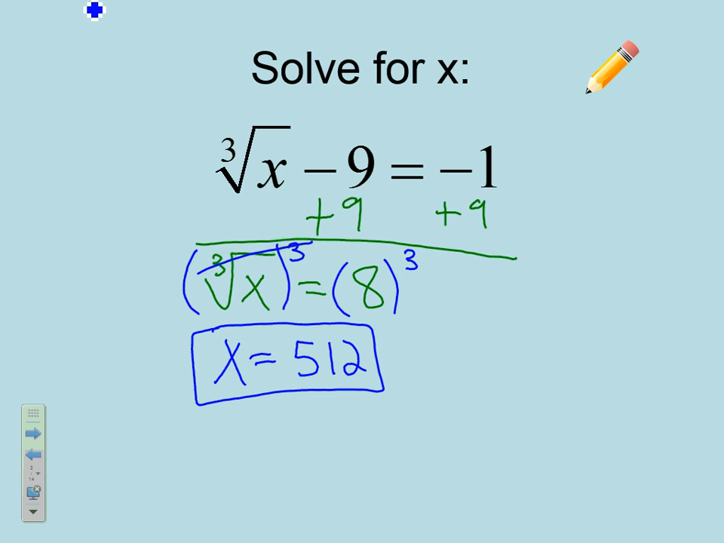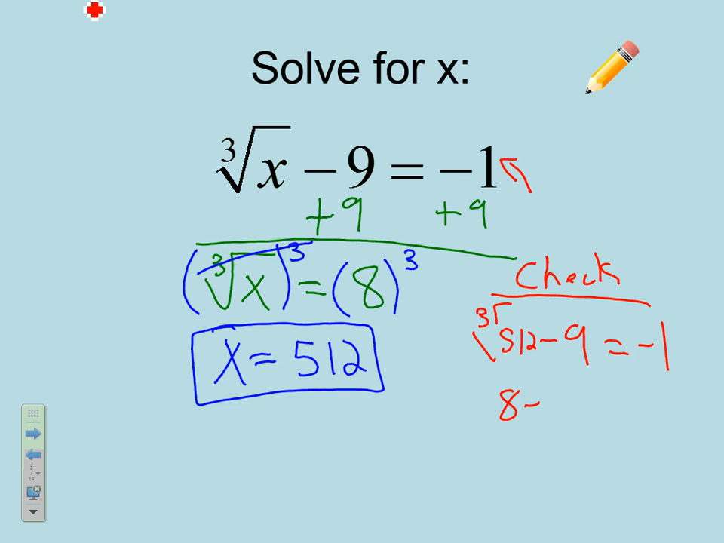Now that we have our answer, we are going to check our answer. Ladies and gentlemen, we will be checking all of our answers. So, let's just write down check right here, plug it into our original problem right here. The cube root of 512 minus 9 equals -1. The cube root of 512 is 8, and 8 minus 9 equals -1. -1 equals -1. Correct. Life is good. We got the correct answer.